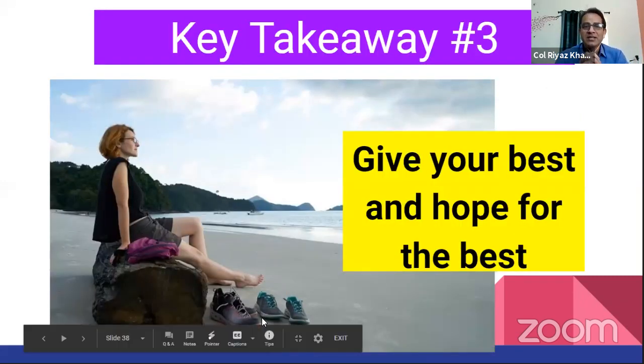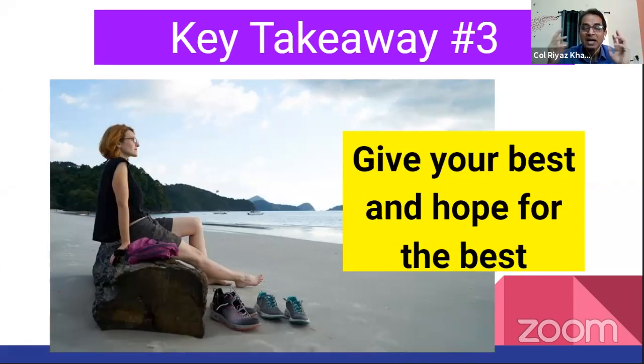Key takeaway number 3, that is, give your best and hope for the best. I'm saying hope for the best. I'm not saying you will get the best. Like I said, you may be a vegetarian, but a bull or a cow may still come and attack you on the street. You can't say, I'm a vegetarian, why are you attacking me?